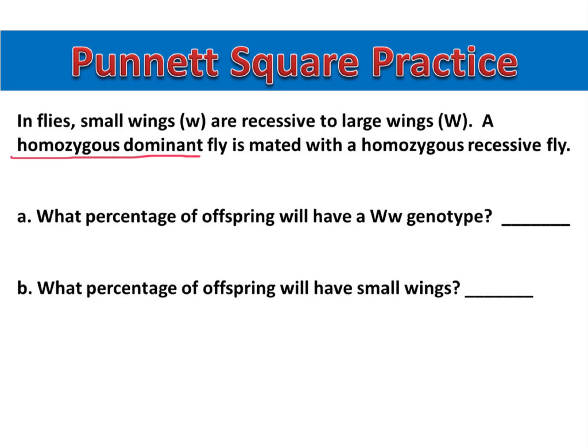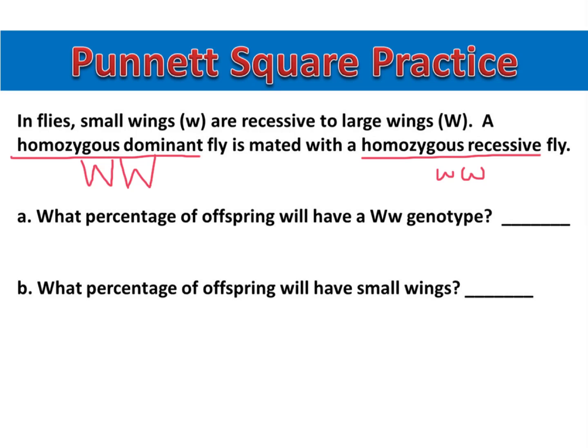Homozygous tells me that the alleles are the same, and dominant tells me that it's the dominant allele that it has. So this fly is capital W, and that's mated with a homozygous recessive fly. Okay, so homozygous recessive, both of those words are important. So the alleles are the same, and it's the recessive allele. So that's little w.